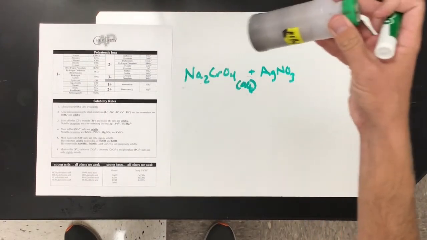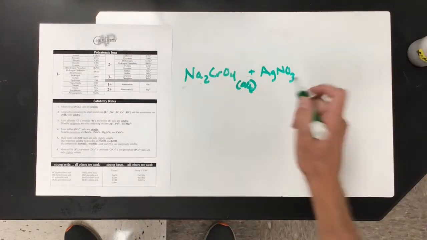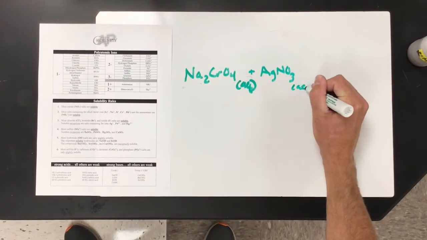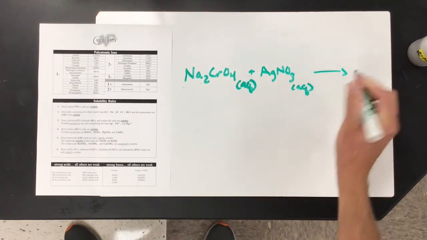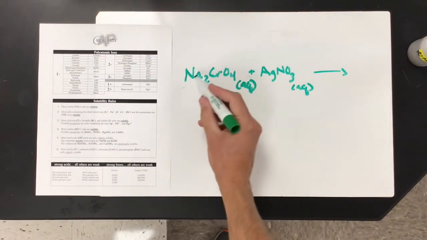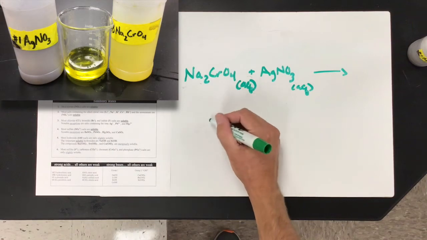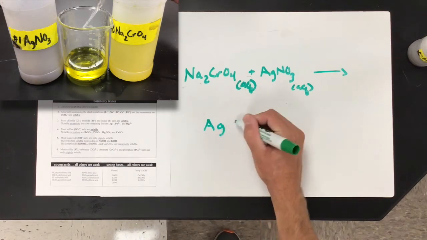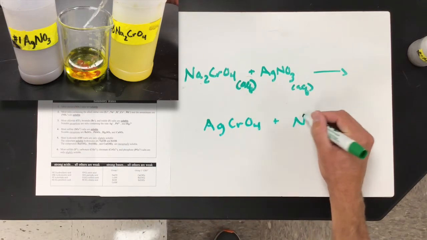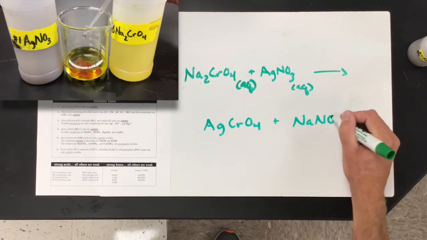Okay? We're going to react it with silver nitrate. And that looks like a liquid as well. It's kind of hard to see, but nitrates are always soluble. Okay. So now, it's a double replacement reaction. So we need to switch the cations and the anions with new partners. So let's just switch the sodium and the silver. So I'm going to put silver right here. That's going to be with my chromate. And my sodium is now going to be with my nitrate.